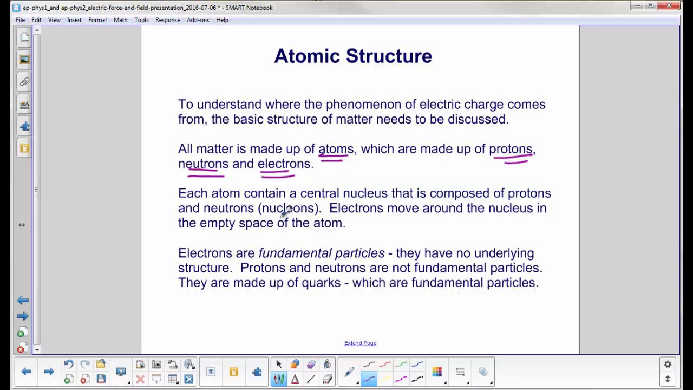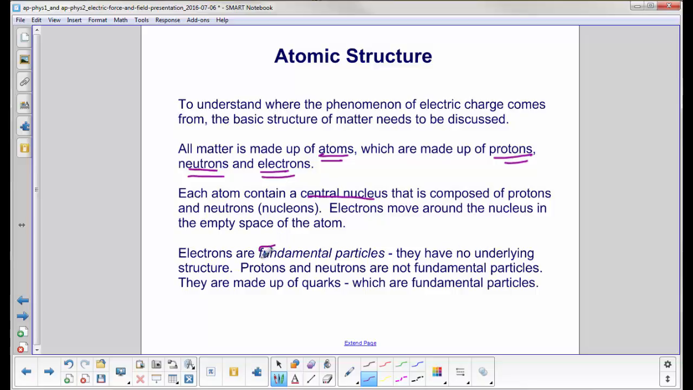Each atom contains a central nucleus that is composed of protons and neutrons, and you can call protons and neutrons nucleons. That's kind of a general term for both of them. Electrons move around the nucleus in the empty space of the atom.